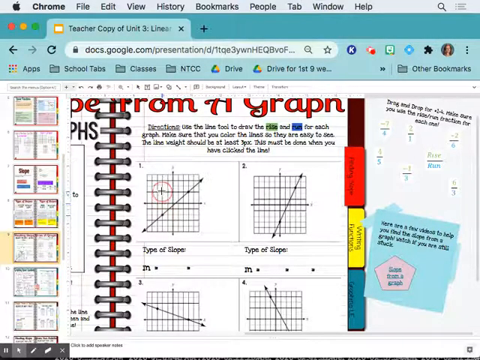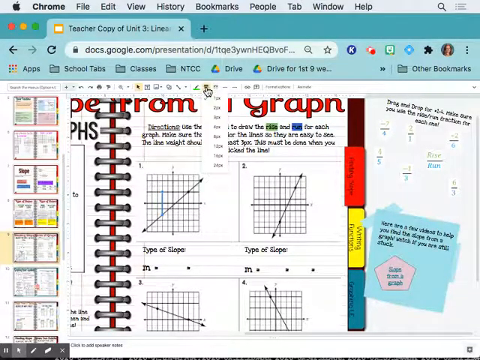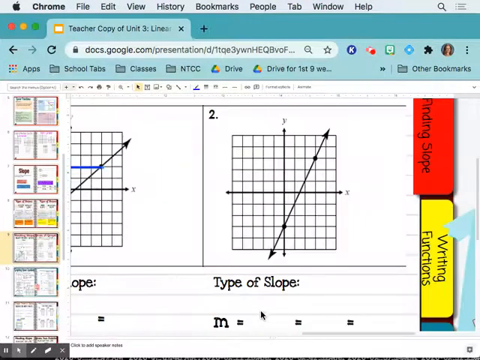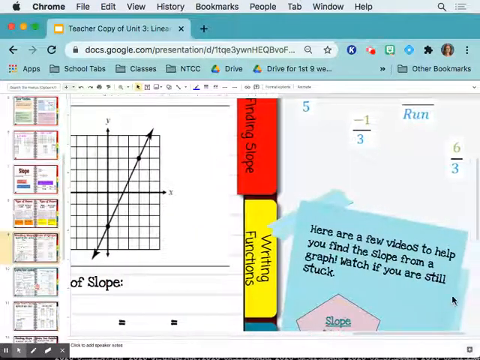So rise. And what color did we do rise? Green? Green. 3px, okay. And then run. Blue. I'm going to zoom in better. Okay. So then our rise is 4 and our run is 5. See if we have that.